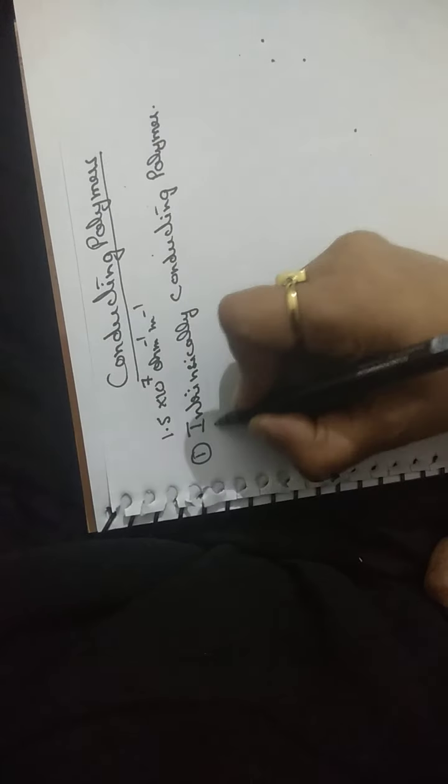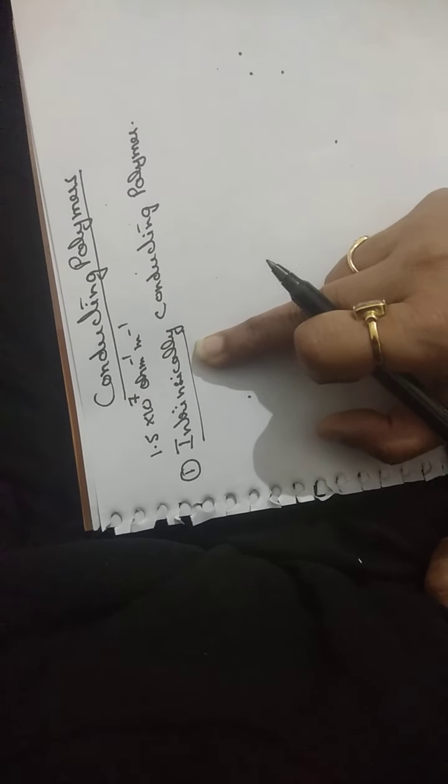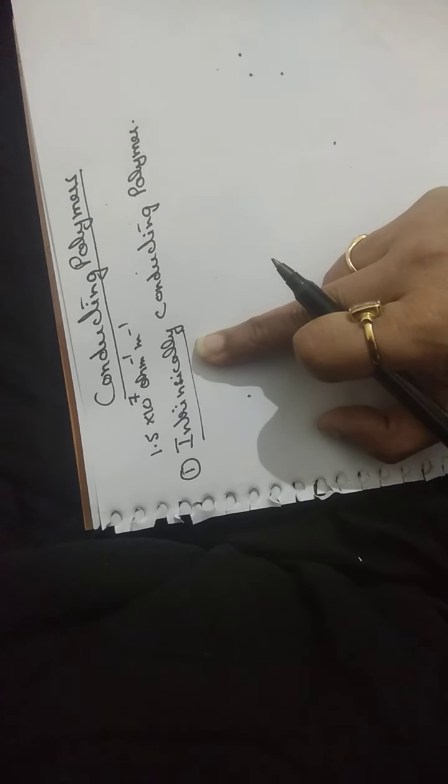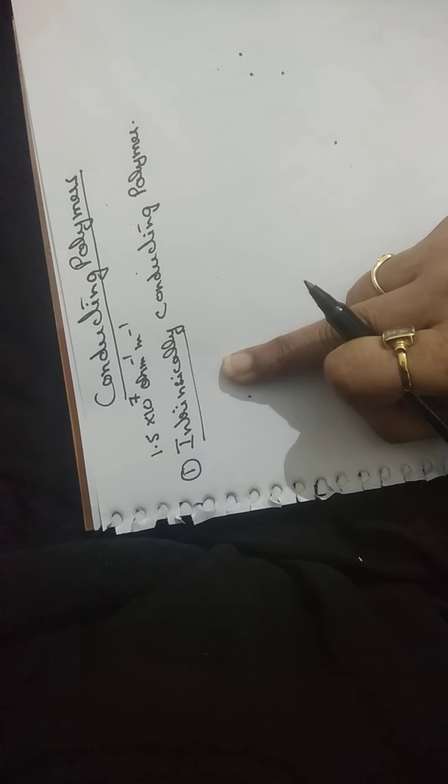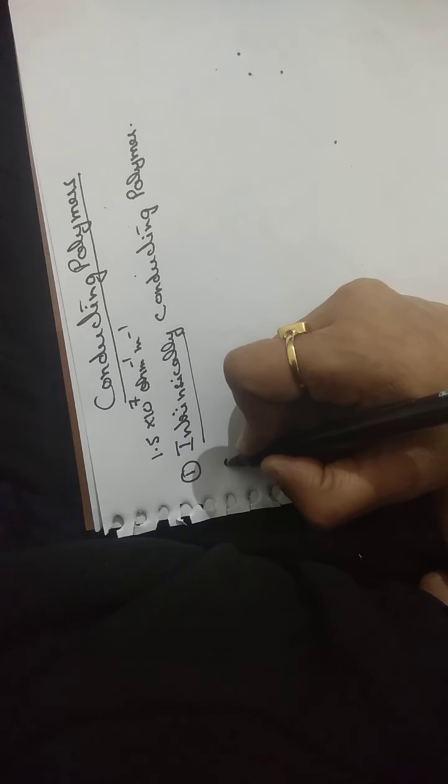Intrinsically means because of their internal structure, a particular conventional polymer can be converted into a conducting polymer. So the meaning of intrinsically is that the polymer's own structure is such that it can easily convert into a conducting polymer. Now, intrinsically conducting polymer is of two types.